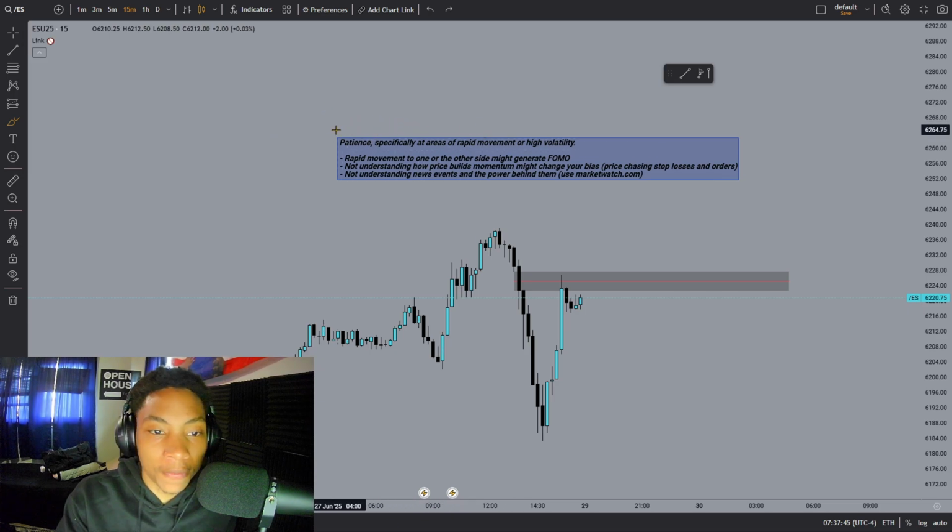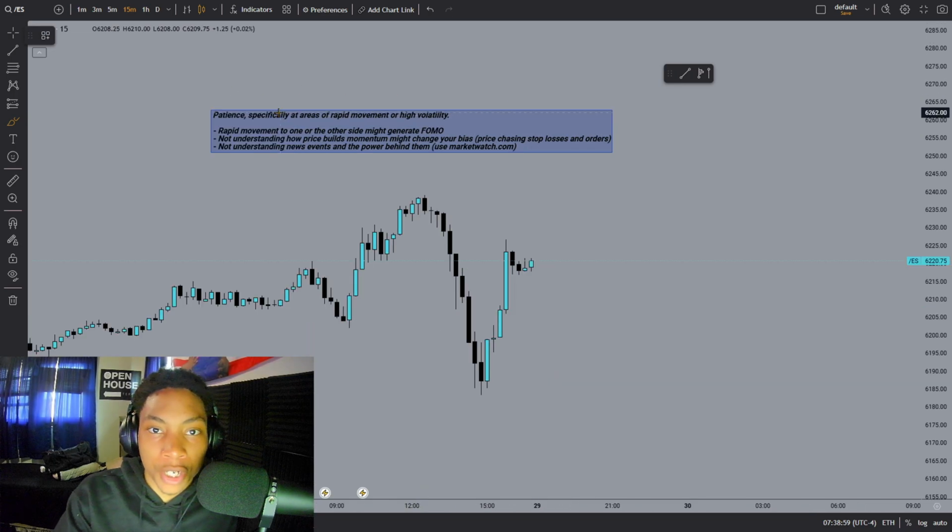So the first piece of advice that I have for you guys is to have patience when in the market. And not just general patience, but patience specifically at areas of rapid movement or high volatility. When we're live trading in the market, rapid movement to one or the other side might generate fear of missing out. And let me show you guys what I mean by that.